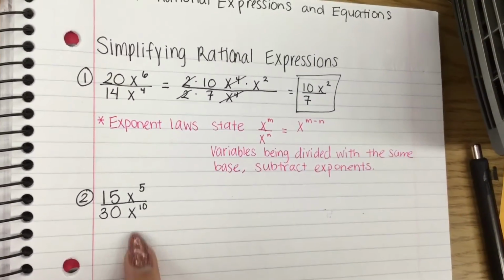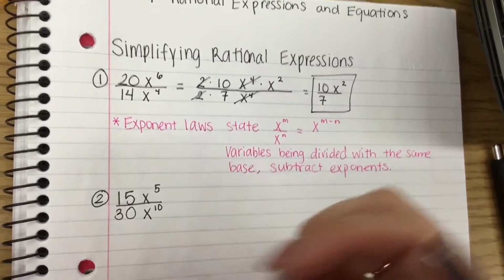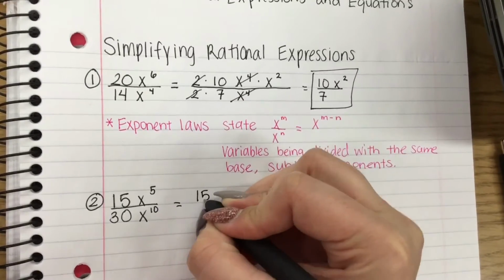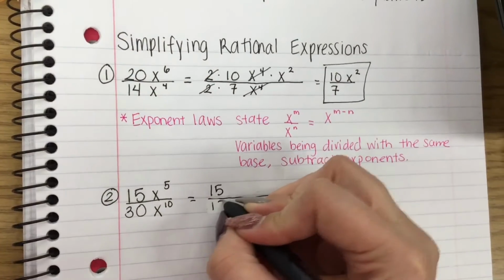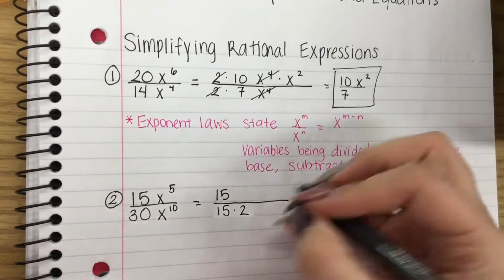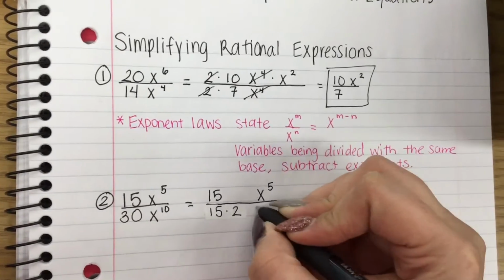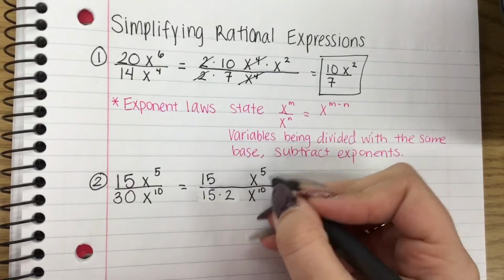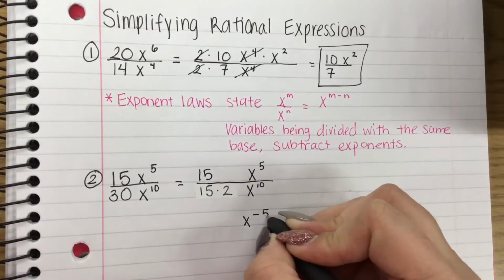Okay, so here I'm going to use that same strategy as I used in the first example. I know that 30 is 2 times 15, so I'm going to rewrite that 15 in the numerator, and I'm going to factor that 30 into 15 times 2. And then I want to try my new trick, or I guess my old trick that I'm remembering, that I can subtract these exponents. 5 minus 10 is going to give me x to the negative 5.